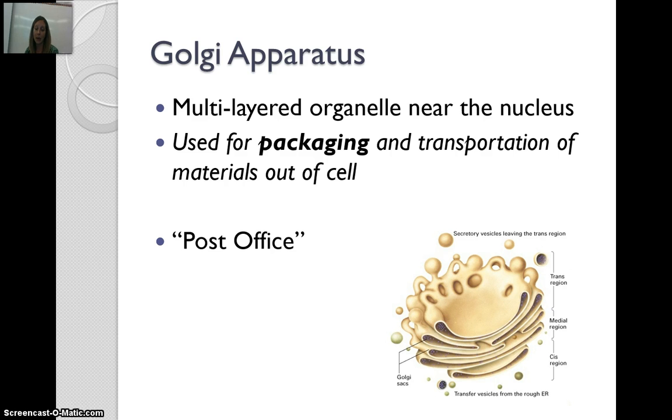The Golgi Apparatus, sometimes called the Golgi body, sometimes called the Golgi complex. Many names, one job. It's an organelle that's often found near the nucleus, and it is used for packaging and transport of materials out of the cell. If you see that word packaging, that is like the buzzword for Golgi body or for Golgi apparatus. It's used for packaging and transport. We call this the post office or the FedEx of the cell. So Golgi apparatus and endoplasmic reticulum are both found in eukaryotic cells. They are eukaryotic cell organelles, so we're talking animal and plant, not bacteria.